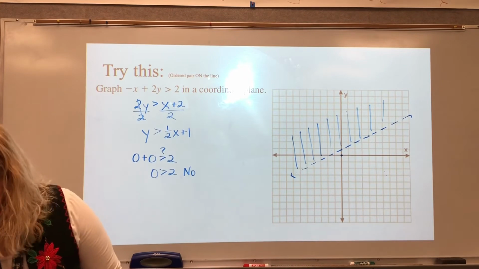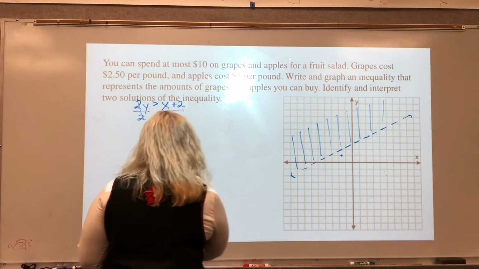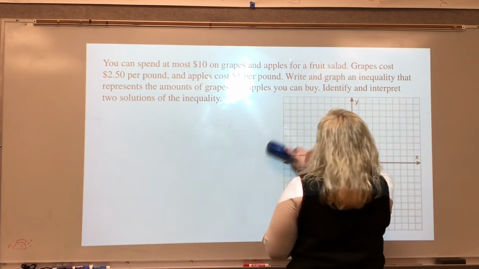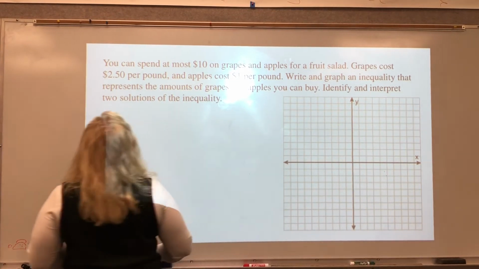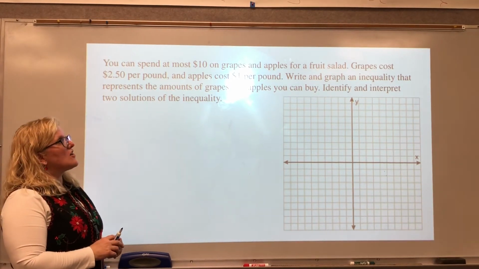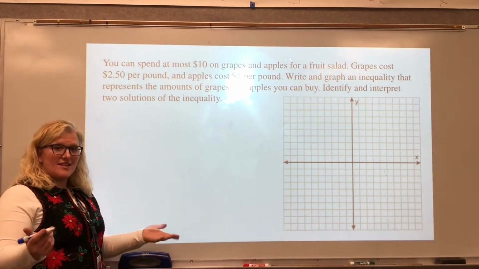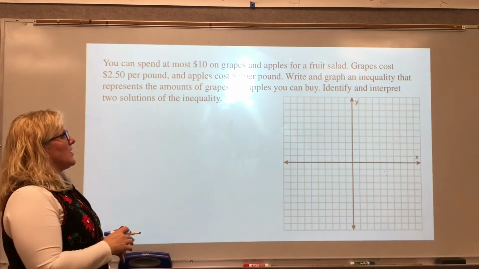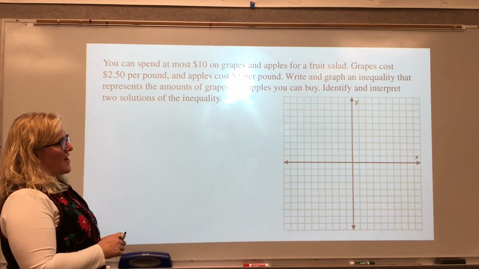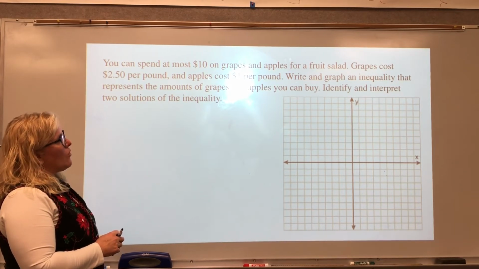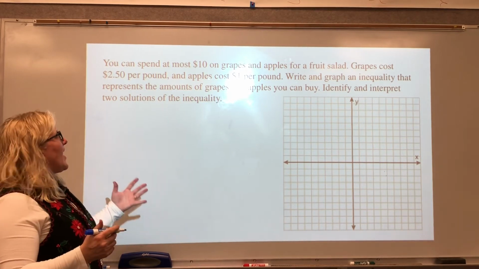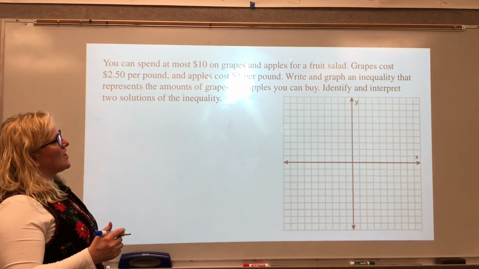Okay, finally we have a story problem. Yay for story problems. Okay, you can spend at most $10 on grapes and apples for a fruit salad. You only got 10 bucks though. Grapes cost $2.50 per pound and apples cost $1 per pound. Write and graph an inequality that represents the amounts of grapes and apples you can buy. And then identify and interpret 2 solutions of the inequality.